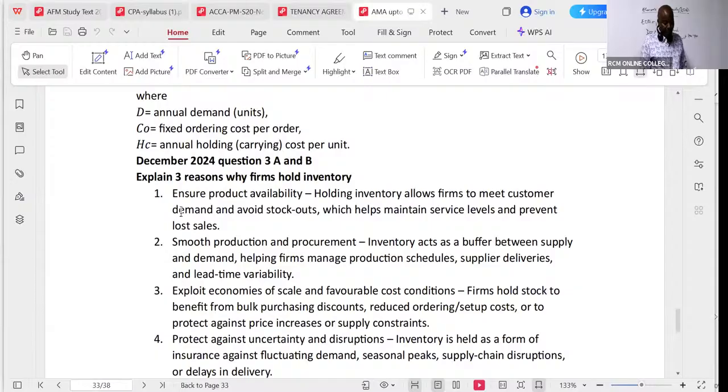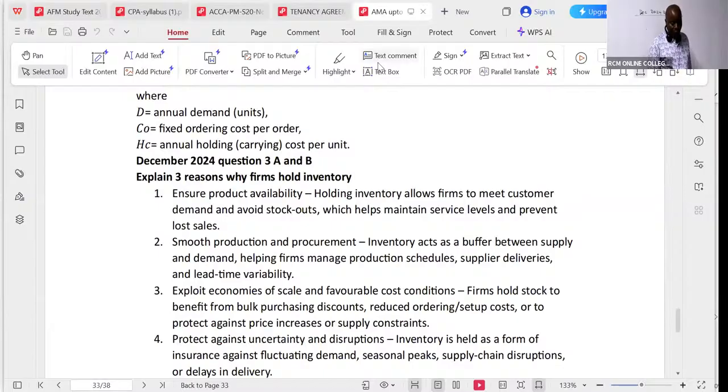December 2024, question number 3A and B, of which we shall start with the A as you struggle to get this question. Part A of this question asked us to explain 3 reasons why farms hold inventory.